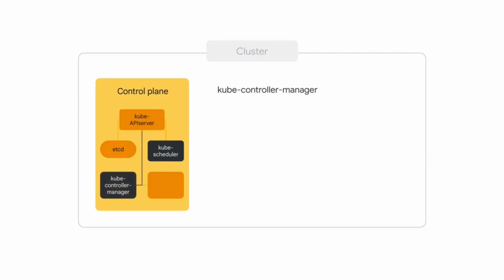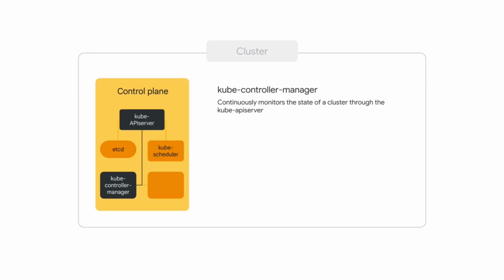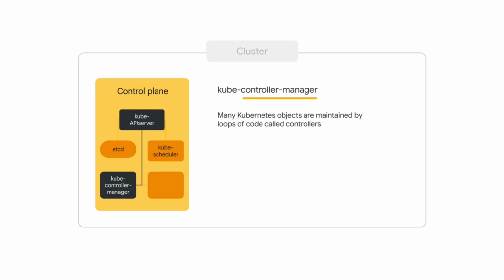The Kube Controller Manager component has a broader job. It continuously monitors the state of a cluster through the kubeAPI server. Whenever the current state of the cluster doesn't match the desired state, Kube Controller Manager will attempt to make changes to achieve the desired state. It's called the Controller Manager because many Kubernetes objects are maintained by loops of code called controllers, which handle the process of remediation. You can use certain Kubernetes controllers to manage workloads.